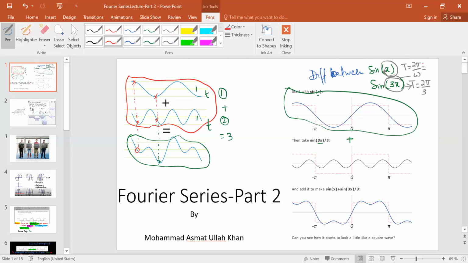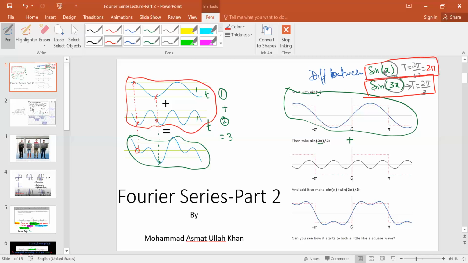The time period of this one is 2 pi, okay? And the time period of sine 3x is 2 pi by 3. So I can just put here, this time period is 2 pi by 3, whereas the time period of sine x is 2 pi. It means the sine x will complete its one period in 2 pi, and that's very obvious.